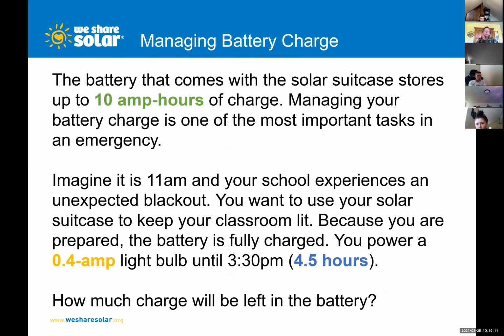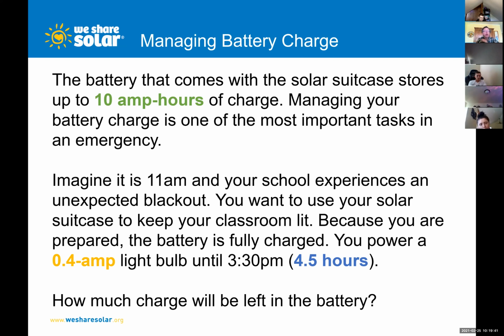But here's another interesting problem. The battery that comes with a solar suitcase stores up to 10 amp hours of charge. So managing the charge of the battery is an important part in an emergency. They say, imagine it's 11 in the morning and your school experienced a blackout. You want to use your solar suitcase to keep the classroom lit because you're prepared. The battery's fully charged. You power a 0.4 amp light bulb until 3:30, so for 4.5 hours. How much charge will be left in the battery?